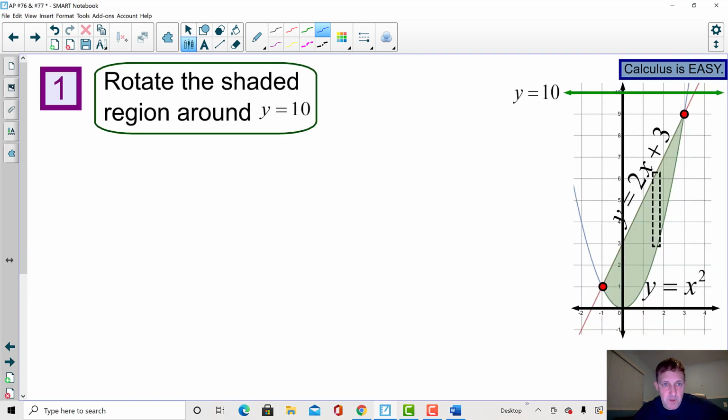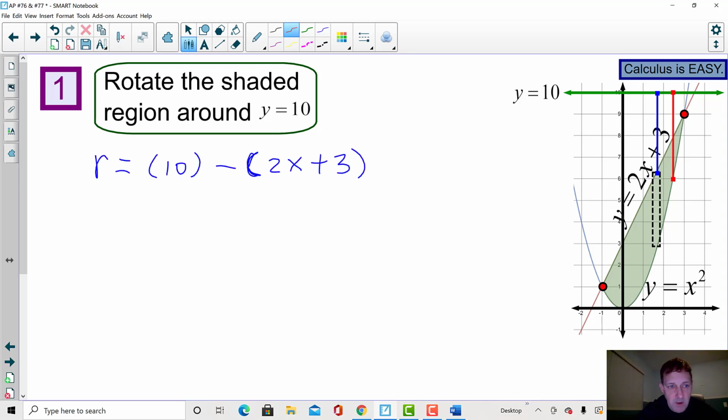Okay, for example number 1, we're going to rotate our shaded region around y equals 10. The hardest part is going to be to identify the big R and the little r. So our little r is just going to be top minus bottom. So it's just going to be 10 minus, and then the line is going to be 2x plus 3. And that's going to be our little r. For the big R, we're going to do it in red. Still going to be the top minus the bottom, so it's still going to be 10 minus, but the bottom is going to be the curve, so the bottom is going to be x squared. And that's pretty much it.